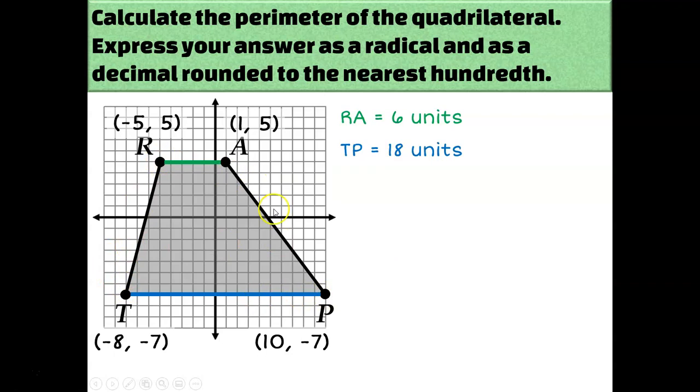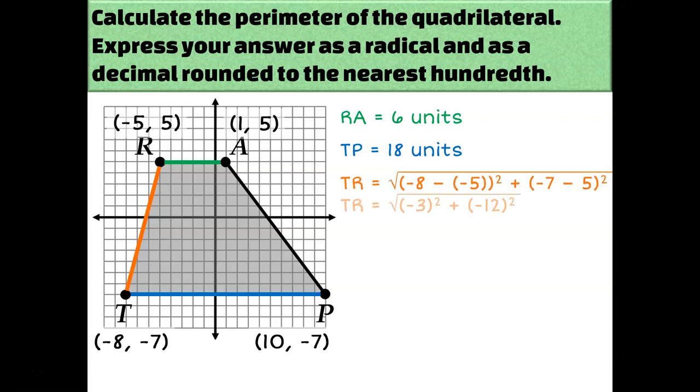However, the length of TR and the length of AP, those ones I have to calculate using the distance formula. You can't just count diagonal segments. You have to use the formula for that. Let's start with the length of TR. I'll plug each of those points into my formula and simplify. However, I get the square root of 153, which is not a perfect square.